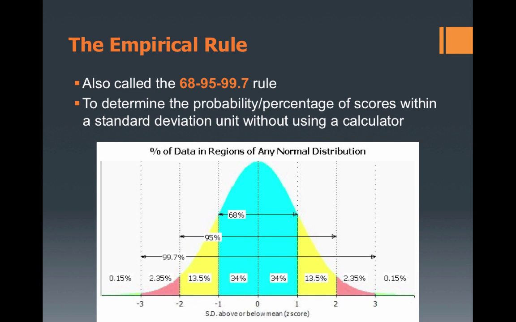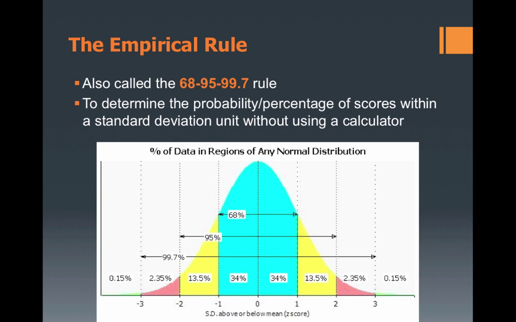Now I want to introduce the idea of the empirical rule. This is one nice short way of thinking about what the percentages and the probabilities of a score are within the normal distribution without using a calculator. Underneath this curve, we have our z-scores, our standard deviations. Right down the middle, we see a z-score equal to 0, a standard deviation equal to 0, the mean.